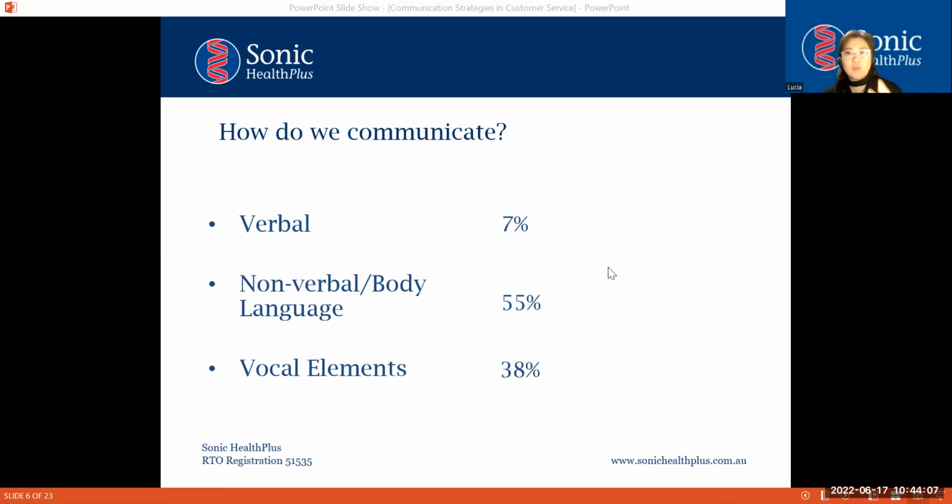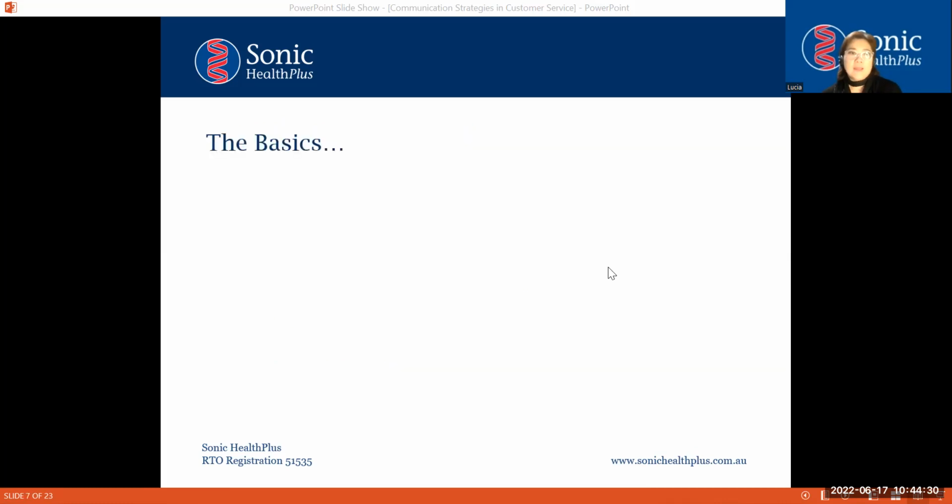Okay. And of course, the vocal elements, which pertain to tone and pitch and speed, are 38%. Okay, so two people can say something which is the same in terms of words, but if their pitches are different or their tone is different, then the message that we get from each party would be different. Okay, right.